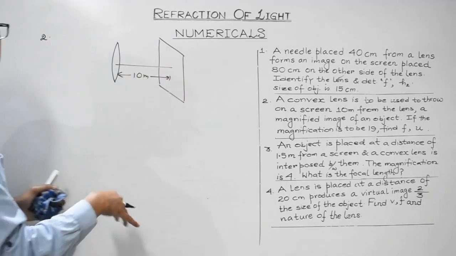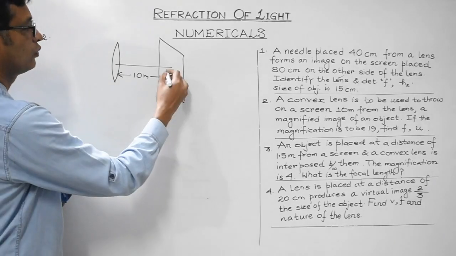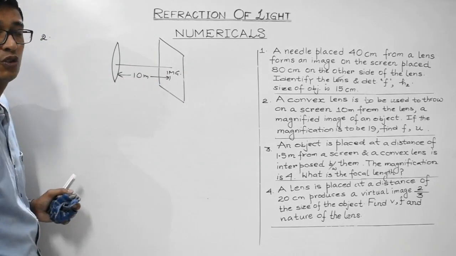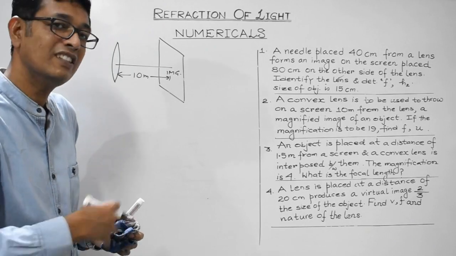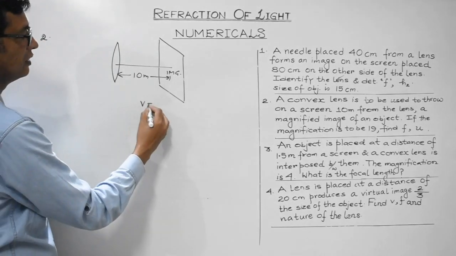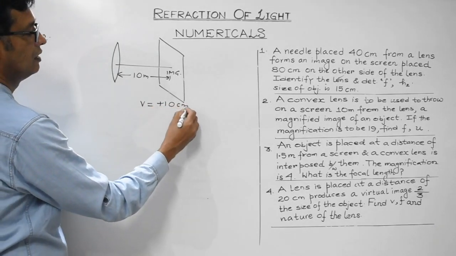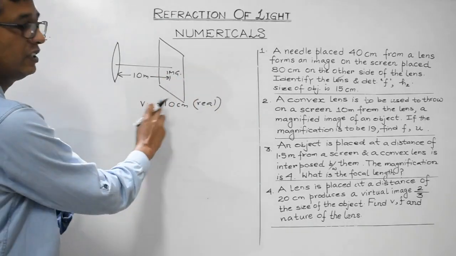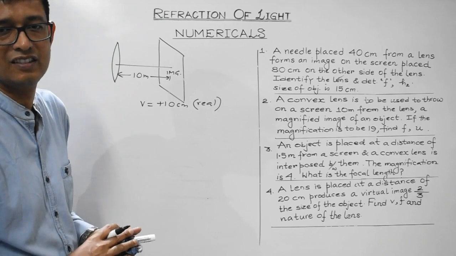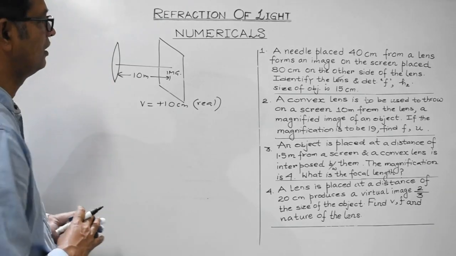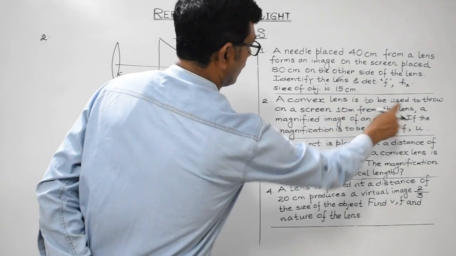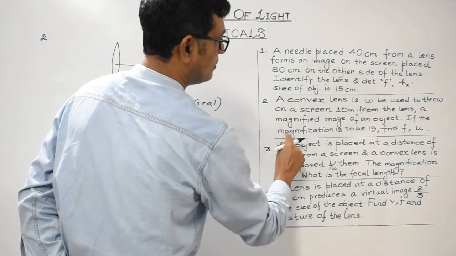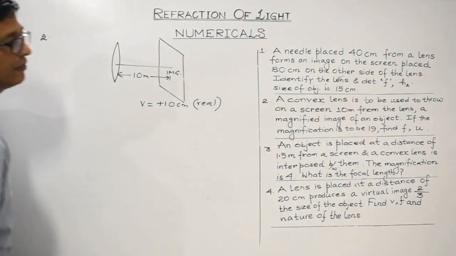So, obviously, image is obtained on the screen. So, this is where image is obtained. Right? So, image is real, it is inverted. So V is given. It is given to be plus 10 meter. For real image obtaining, that is obtained on the screen, V is positive for lenses. These are the facts which we are all aware of. A magnified image of an object. If the magnification is to be 19, find F and U.